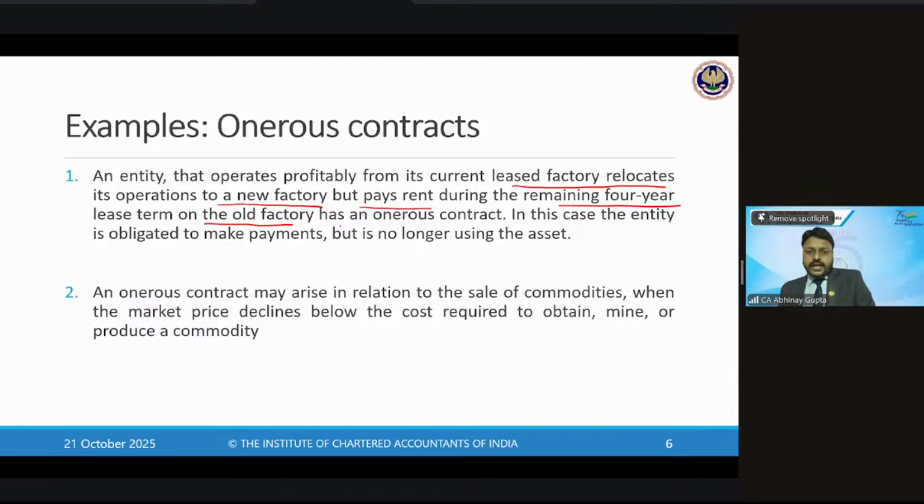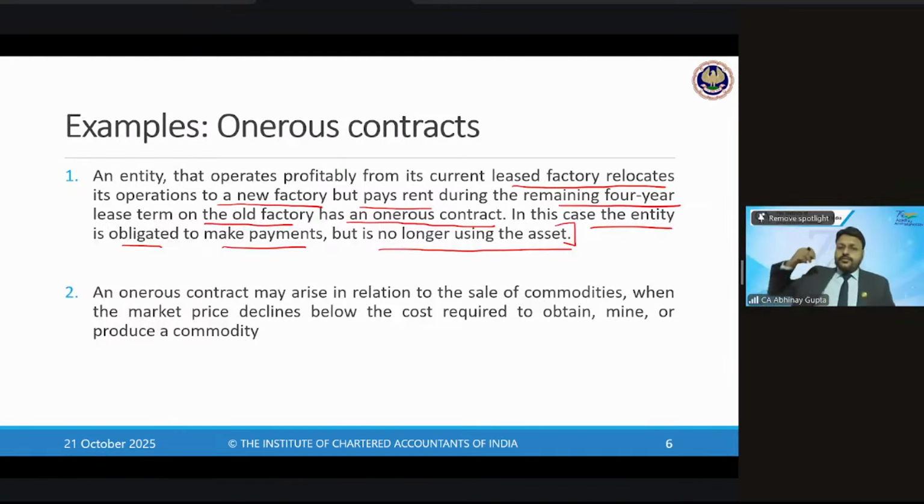So this contract has become onerous, yes or no? Yes, because it is casting a rental payment obligation on the company, whether the company uses that land for its factory or not, right? So this is an onerous contract. In this case, the entity is obligated to make the payments but is no longer using the asset. So the company is not reaping any benefits out of this factory land, but still, by virtue of the contract, rentals have to be paid, right? So the company has to discharge its obligation for the next 4 years also, right? So this contract has now become an onerous contract, correct?